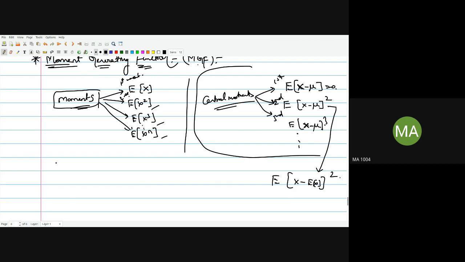Once you centralize your random variable, compute the expectation of x minus mu, expectation of x minus mu whole square, x minus mu whole cube. Those are called central moments. And if your random variable x is not centralized, the first moment is called the mean, the second moment is expected value of x square, and the third moment will be expected value of x cube, like this.